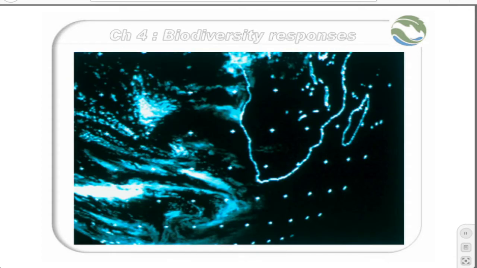The Western Cape is a winter rainfall region, and this slide merely illustrates the advance of a cold front which has been borne on the westerly systems, which bring rains to the Western Cape region during winter months.